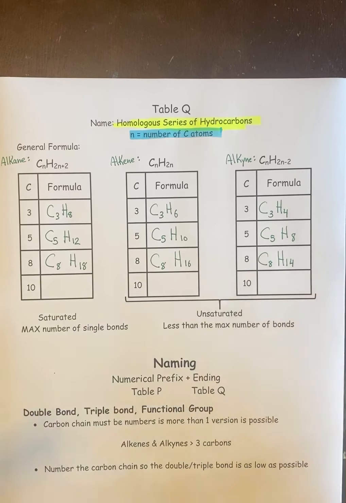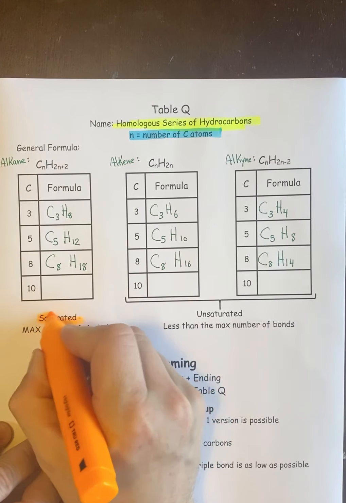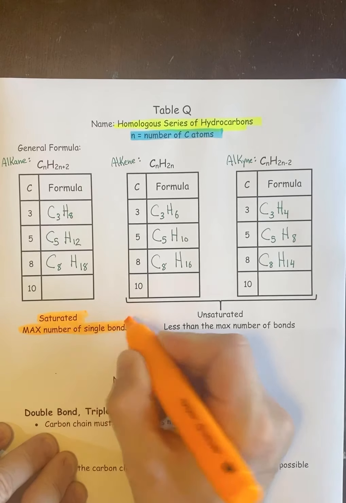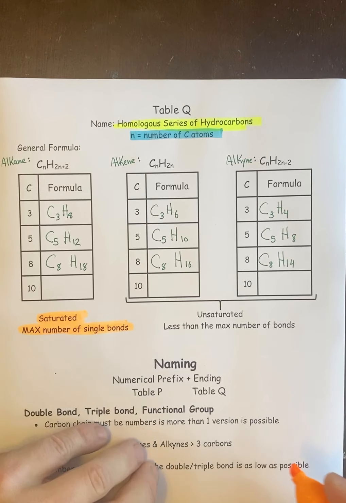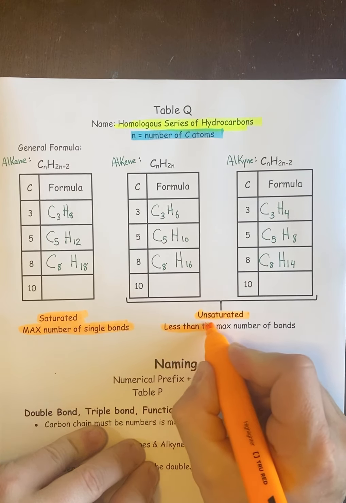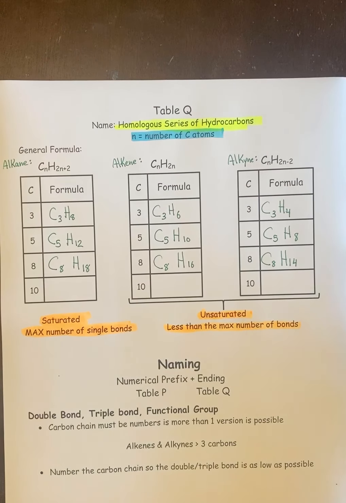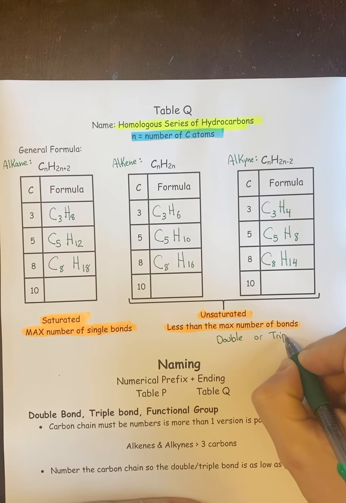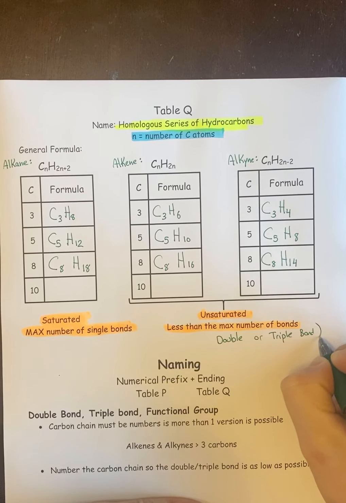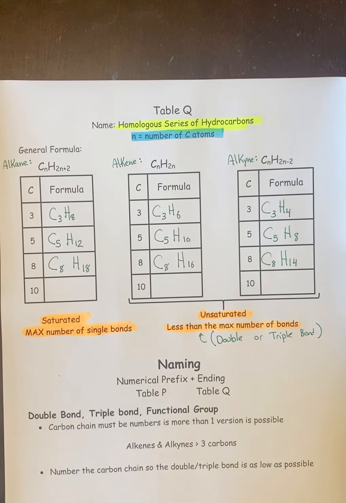Now, an alkane is considered a saturated hydrocarbon. So what that means is it has the maximum number of single bonds. That's why it's an alkane. You've probably heard the word saturated in terms of saturated fat. Well, that's exactly what a saturated fat is. It's a fat molecule that has all single bonds, whereas an unsaturated fat has less than the maximum number of bonds. That's a fancy way of saying that it has a double or triple bond. That's literally all that means, all right?